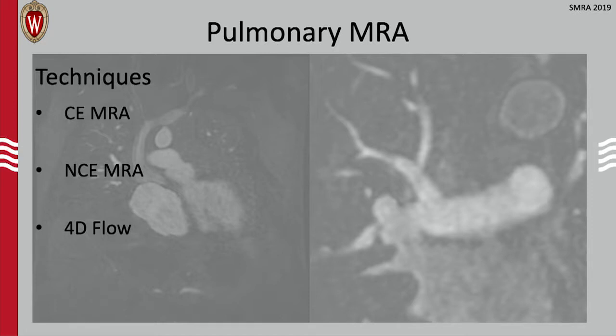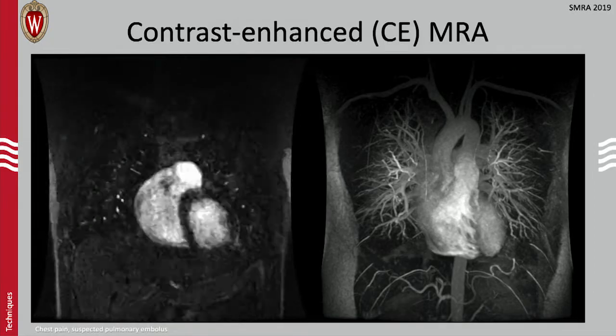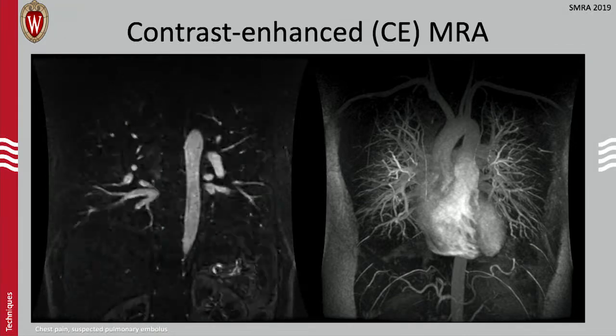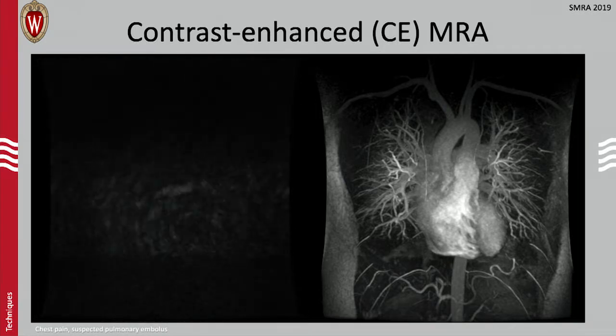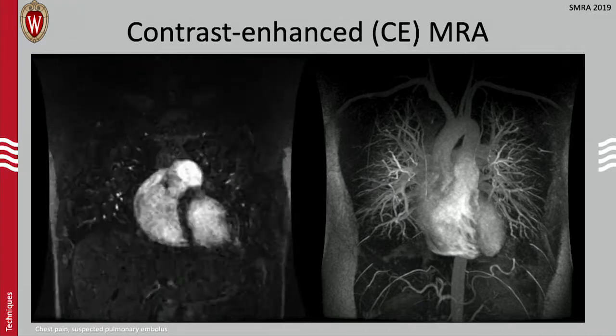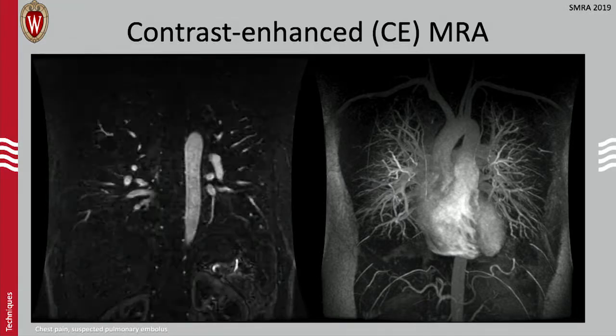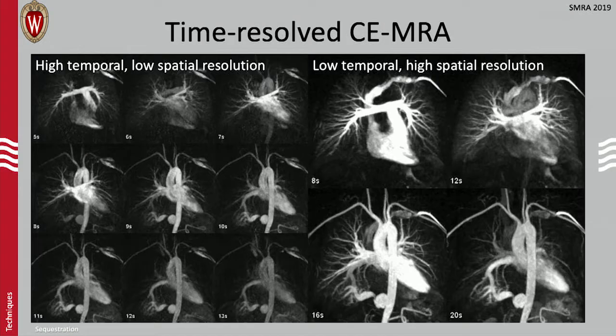In terms of techniques for imaging the pulmonary vessels, we have the same techniques that we've been talking about already today, including 3D contrast-enhanced MRA, whether that's a relatively static but high spatial resolution acquisition like I'm showing you here, or time-resolved contrast-enhanced MRA, which, depending on what we're trying to image, we can adjust the parameters to make it a high temporal, low spatial resolution acquisition, or a low temporal but high spatial resolution acquisition.